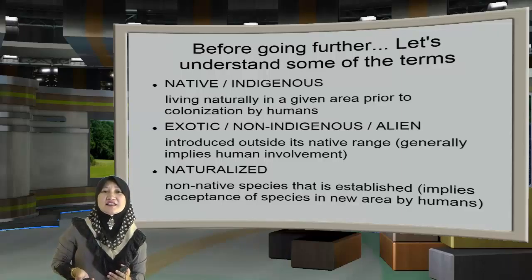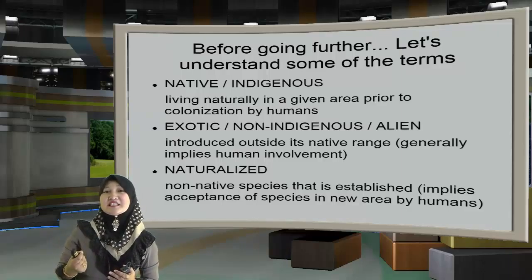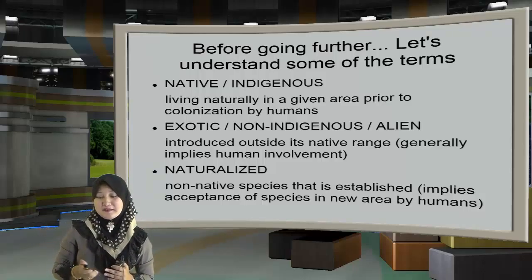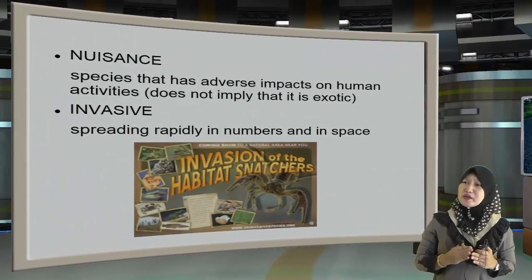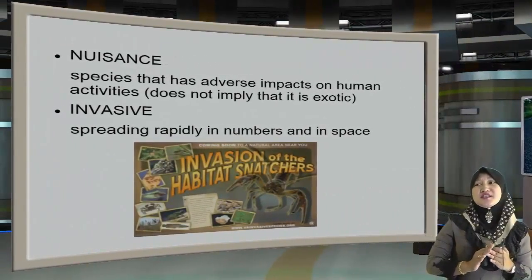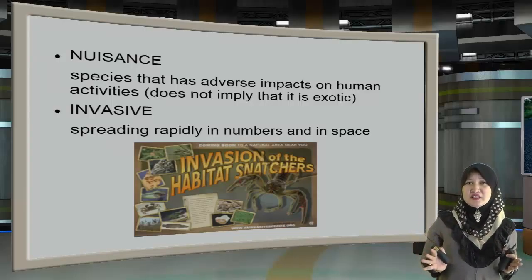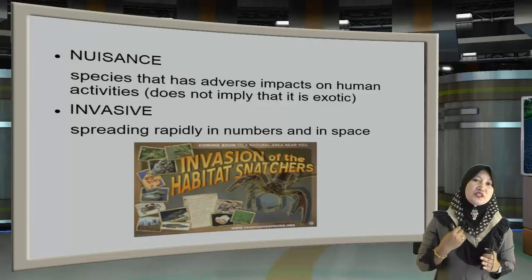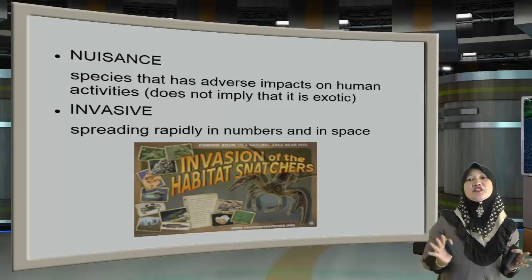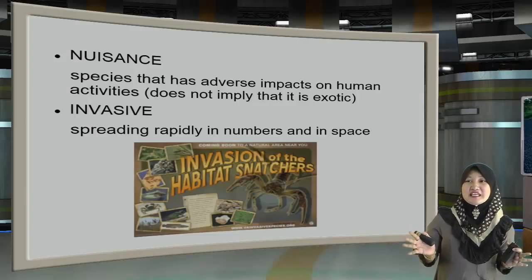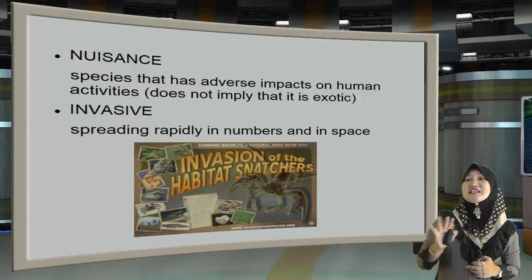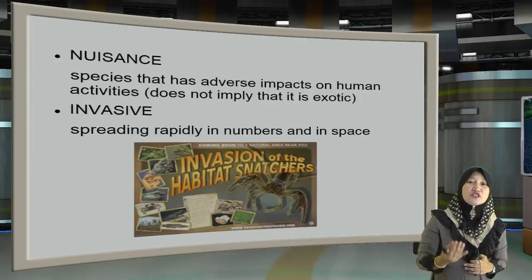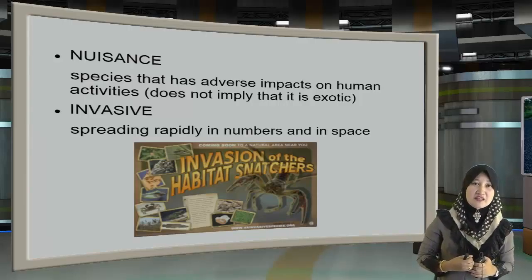So what is naturalized? Naturalized is a non-native species that is established, implying acceptance of the species in a new area by humans. So now we proceed with nuisance. What is nuisance to you? A nuisance is a species that has adverse impacts on human activities. This can be harmful and can bring problems to the human population. So we call it a nuisance species. And what is invasive? Invasive is a species that spreads rapidly in numbers and in space until the native or indigenous species become very scarce because of their invasion.